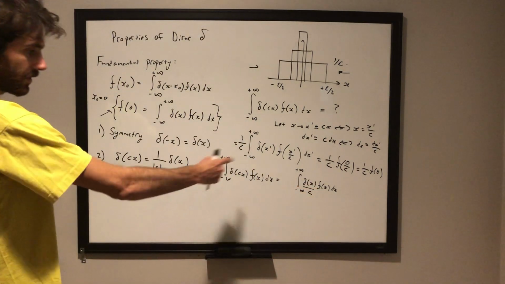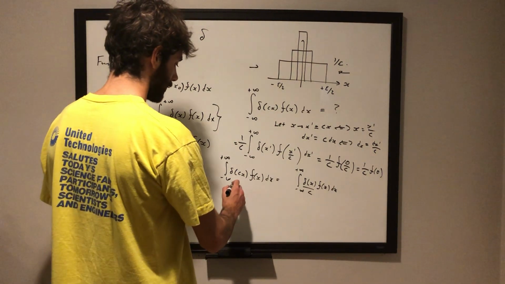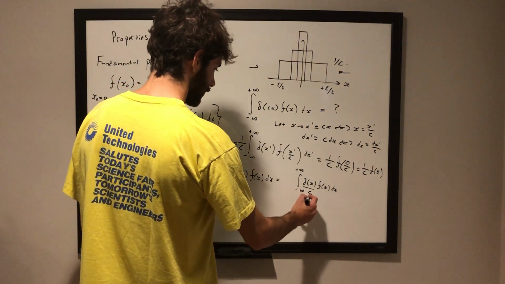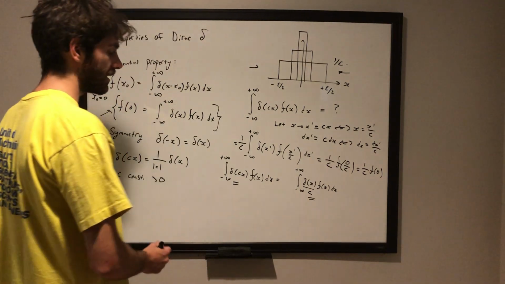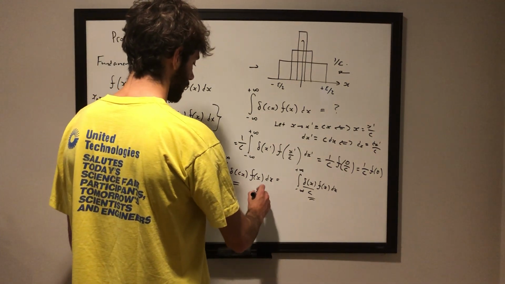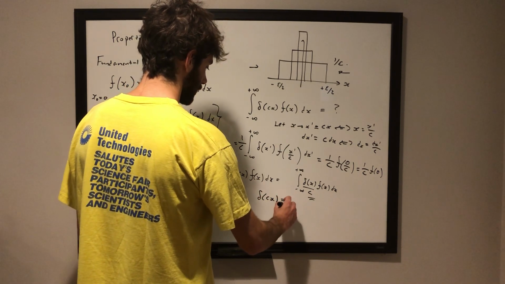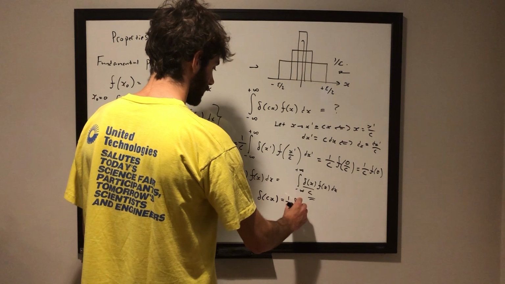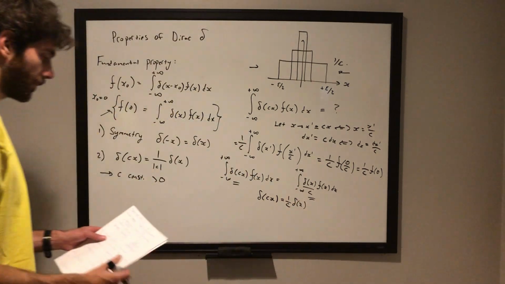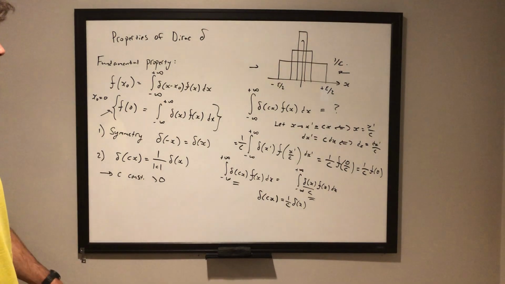and if we just compare the left hand and the right hand side, we see that these two representations of the delta function have to be equivalent. So we conclude that delta of cx equals 1 over c delta of x. Okay? So almost as promised, but in the special case where c is positive.